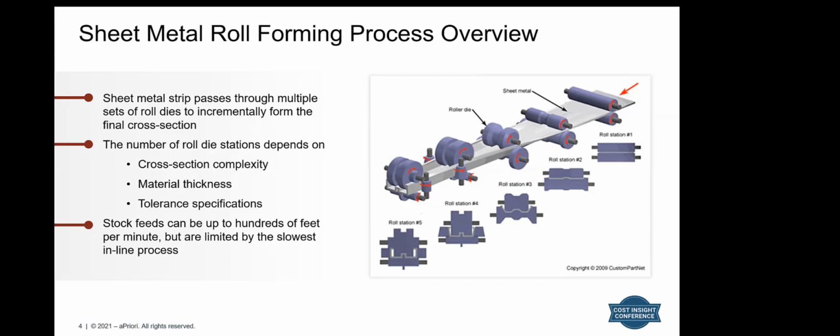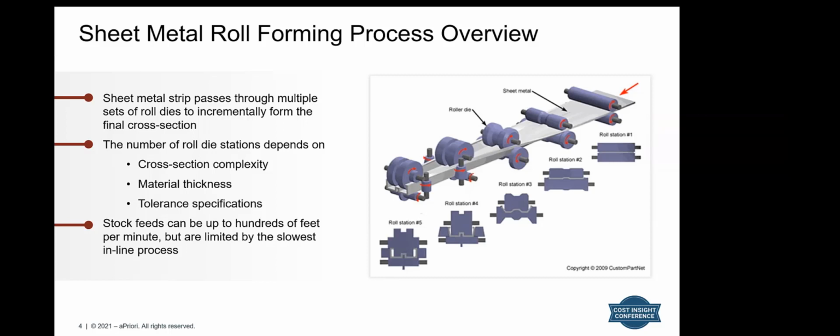And so the sheet metal strip does pass through multiple roll dies or roll stations to incrementally form that final cross-section. We show 5 roll stations in this illustration. Typically it requires more rolls than that, but this is sort of conceptual. The actual number of roll die stations does depend on things like the cross-section complexity of the final desired cross-section, the thickness of the material being formed, and also the required tolerance specifications.